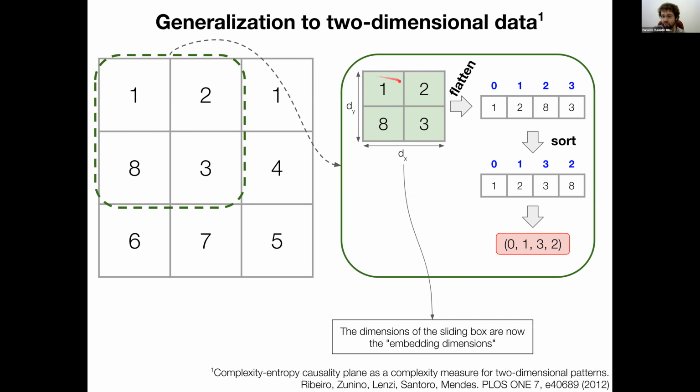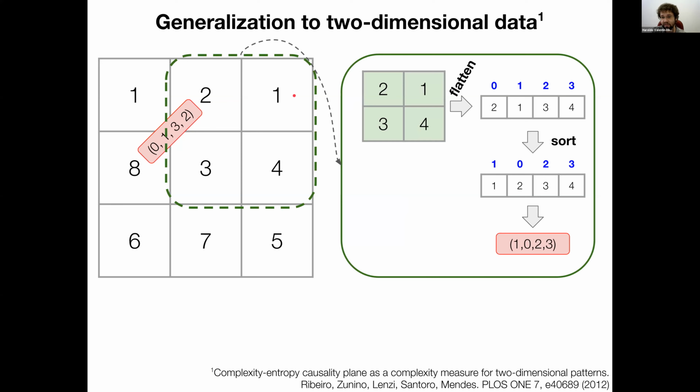After that, we flatten this 2x2 matrix into a simple array, so a one-dimensional array. In this case, I'm flattening line by line. So we have 1, 2, 8, 3. And from here, it's basically the same. So we sort the values in ascending order, and then we apply the same permutation to the index numbers. And then we get our permutation symbol, or our ordinal pattern, associated with this part of the image. And then we move our sliding box one step to the left, and we get the new values, and we repeat the process. So we get the values, we flatten, then we sort, and then we estimate the ordinal pattern of that part of the matrix. And we keep doing this up to the end.